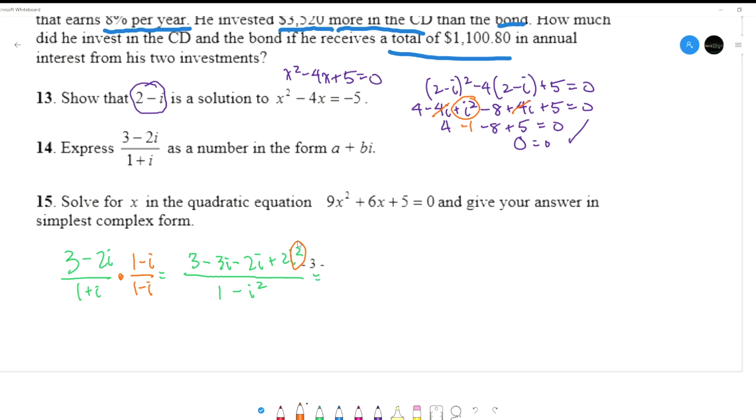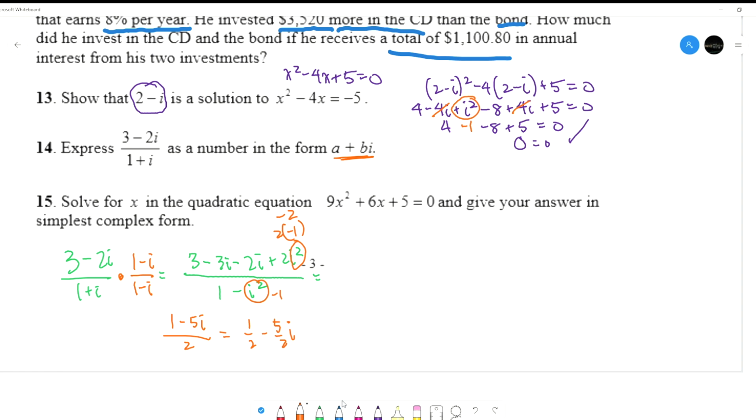Just remember, i squared is equal to negative 1. So 2 times negative 1 is negative 2. Okay? So 3 minus 2 is equal to 1 minus 5i over, and this is equal to negative 1, right? So minus a negative 1 means 1 plus 1, right? And we have to write this in a plus bi form. So we can't leave it like that, otherwise you get this wrong. Please be careful here. You have to separate these. So this is 1 over 2 minus 5 half i. This is your a plus bi form.